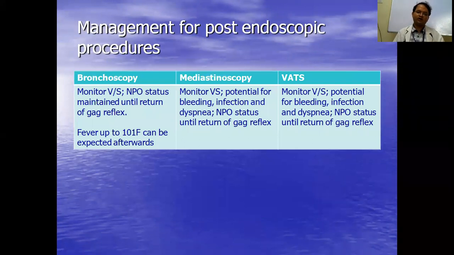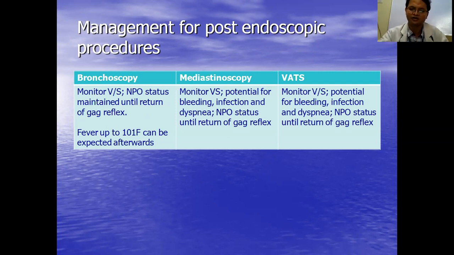So, three types of endoscopies: during the procedure and after the procedure. Patient vital signs have to be carefully monitored. Patient should be made to remain nil per oral status till his gag reflex returns, and there are potential for infection, dyspnea, and bleeding in most of these cases, and you should be cautious of this.